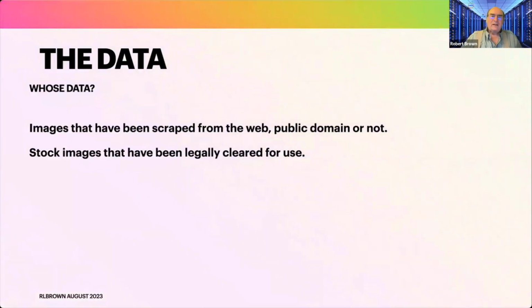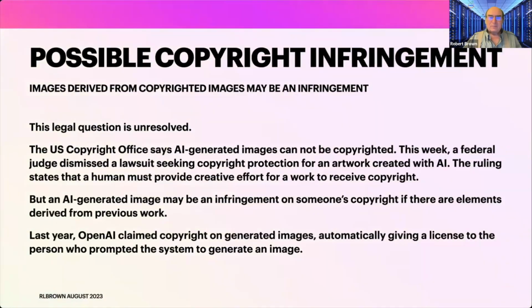Now, the data that these things are trained on, well, whose data? In a lot of cases, it is images that have been scraped from the web, public domain or not. And then we also have stock images that have been legally cleared for use. And that's important because there is possible copyright infringement. Images derived from copyrighted images may be subject to being sued for infringement.